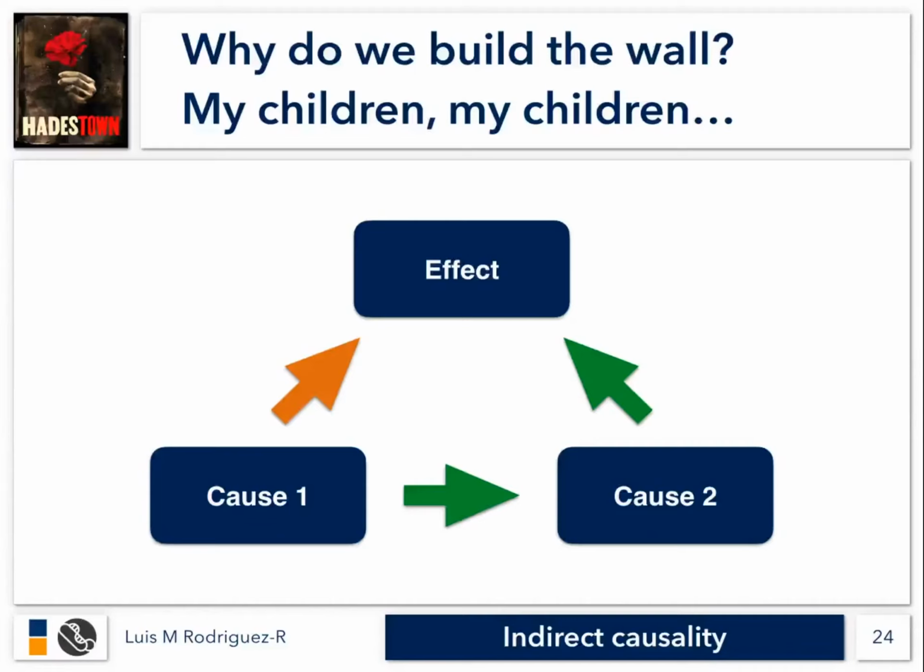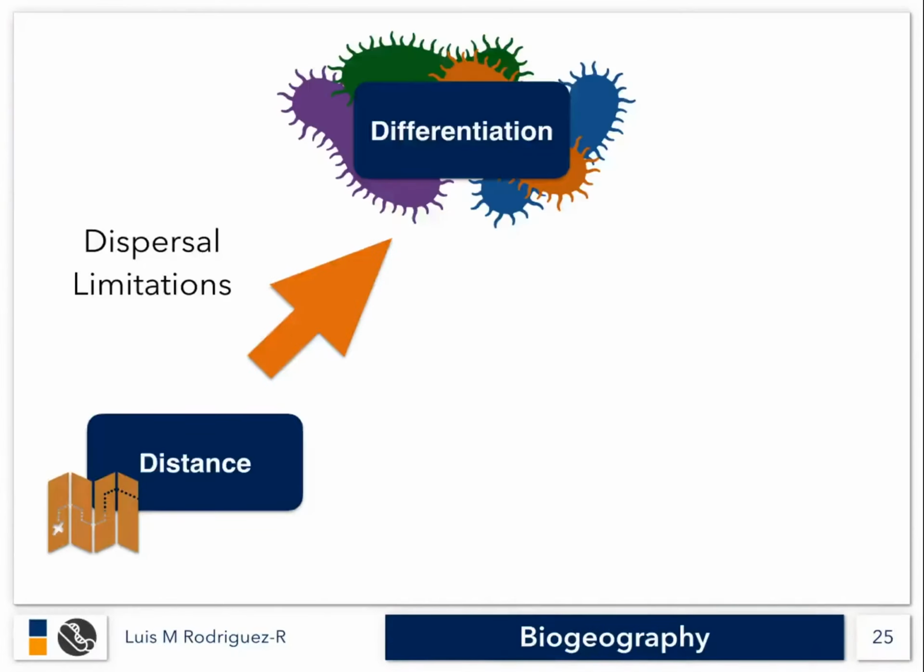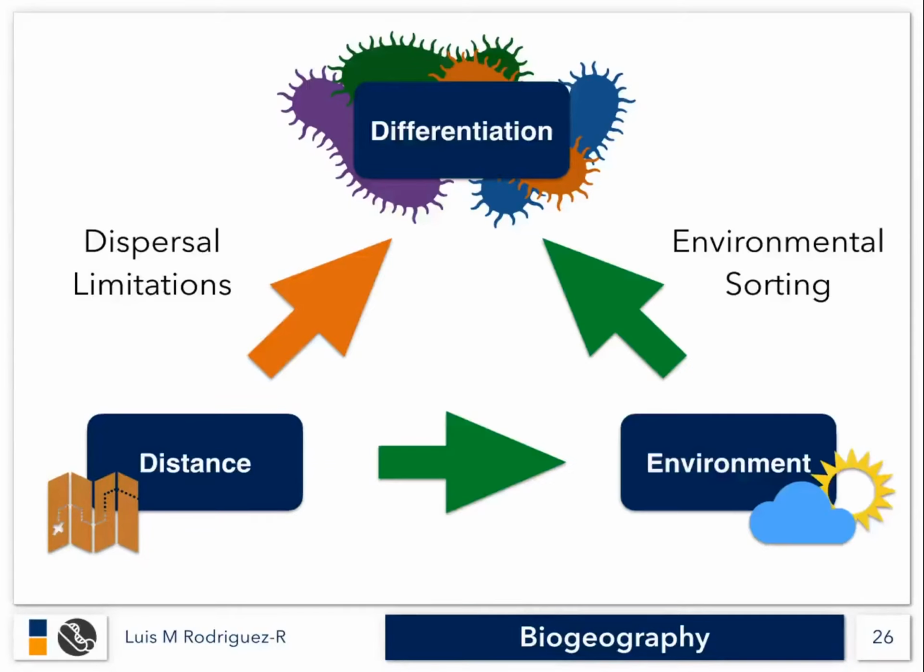That one problem, whether this separation and differentiation are a direct or an indirect causality, is at the core of biogeography. So instead of a wall, we have distance. We have actual geographical distance. Does the distance between organisms or between locations cause differentiation? That's called dispersal limitations. Or is it because more distant locations have different environments, and different environments select for different organisms, and that is what causes the differentiation?